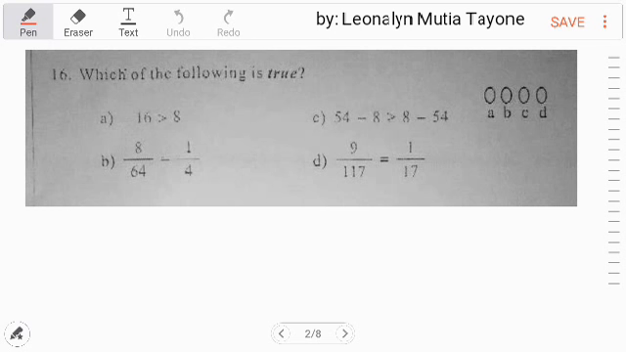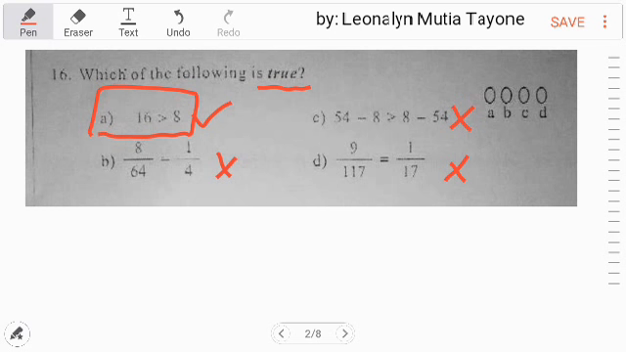Question number 16. Which of the following is true? Kapag ganito ang mga tanong, ibig sabihin, isa-isahin mo lang yung mga choices kung saan doon ang tama. Umpisahan natin sa letter A. 16 is more than 8. Dito pa lang, tama na siya. So, no need ka nang tumingin sa B, C, D unless ang tanong ay choose as many as you can na ma-identify mo na true.